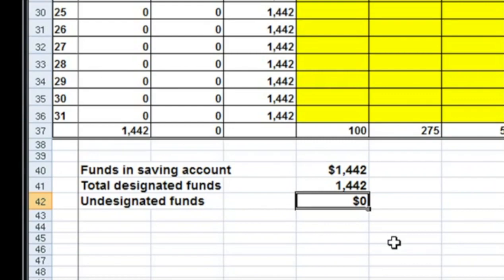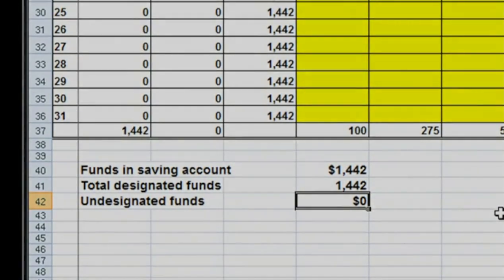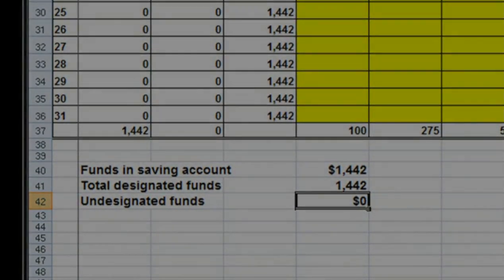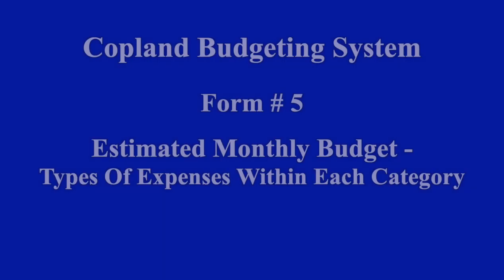And since they have no funds available, they have no undesignated funds, they should not go out and make that expenditure. All their savings effectively is accounted for. It's designated for future purposes. And that's the main purpose of keeping track of form number 4 and all these various expenses in your savings account.